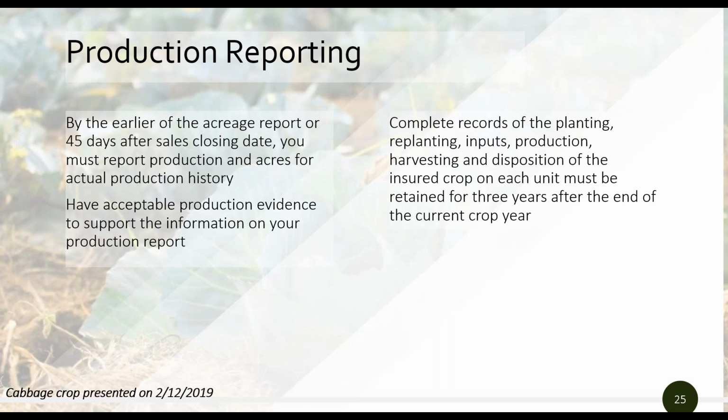Production reporting is the next form that must be completed. The deadline for that is the earlier of the acreage report, or 45 days after sales closing. You must report production in acres. You must have acceptable production evidence to support the information on your production report.